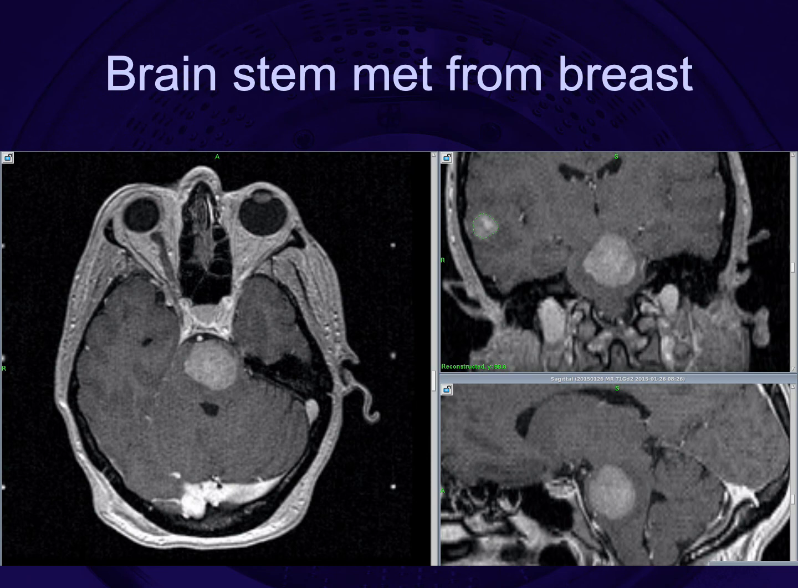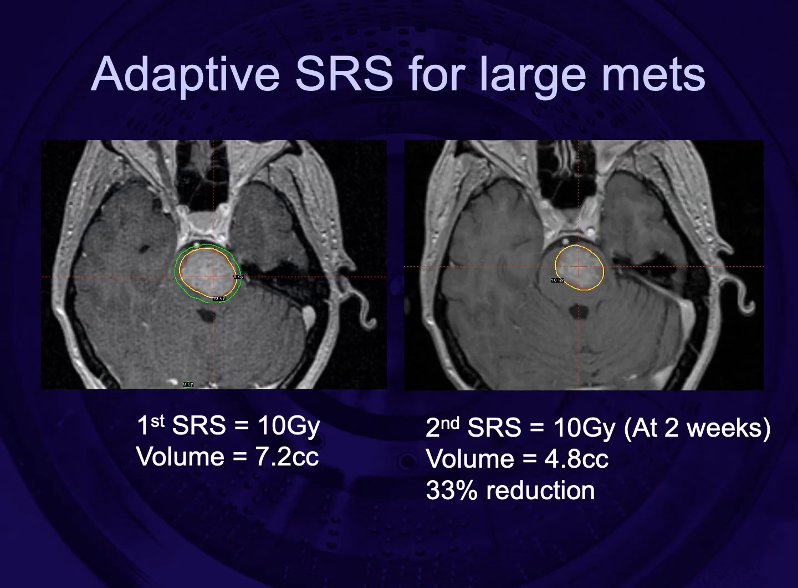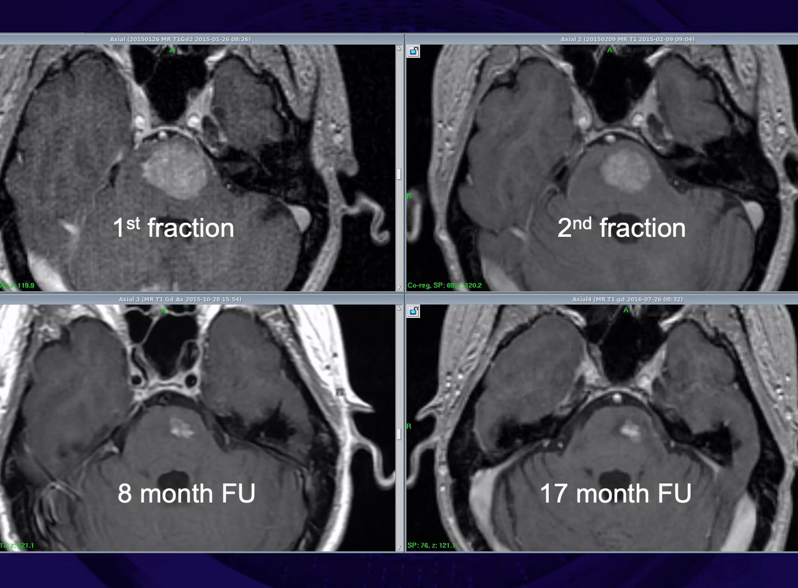We actually delivered a two-stage treatment for this. So 10 Gray at the first stage, the volume was 7.2 cc's. 2 weeks later, when we delivered the second stage, we had a 33% reduction in dose. And we can see the slides here showing that we got a durable response at 17 months follow-up. And it was at that point, actually, that the patient returned because they had developed new metastases.